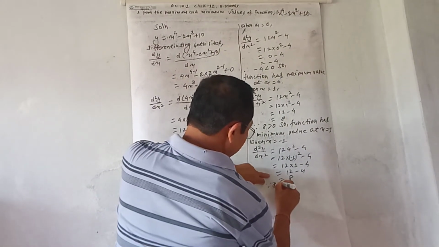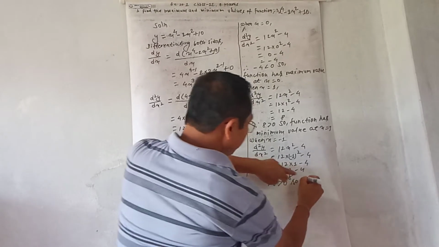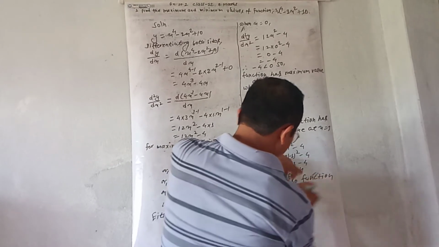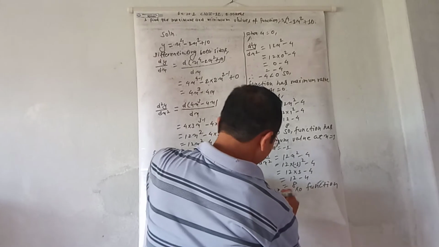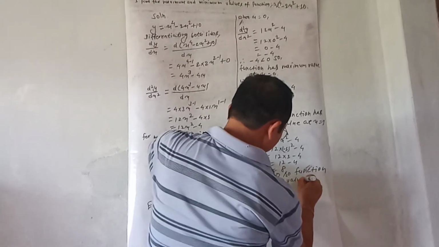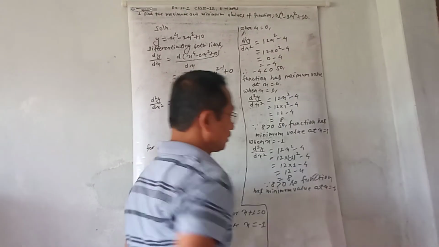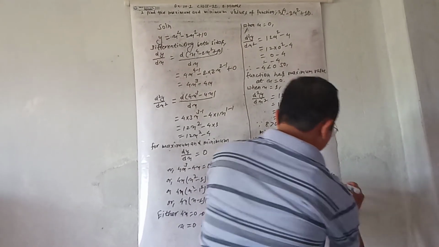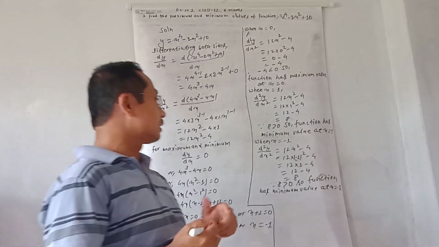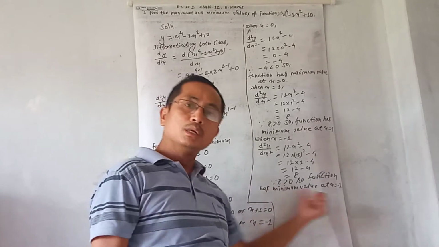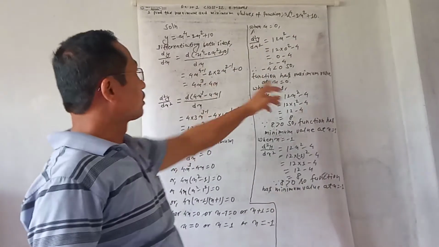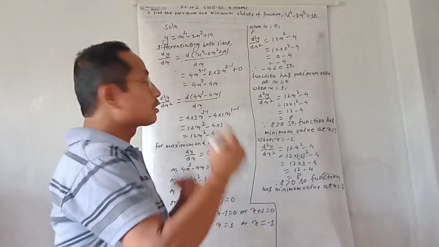Since here 8 is also greater than 0, the function has a minimum value at x equal to -1. I mean, when x is equal to -1, the function has a minimum value, because the second derivative is greater than 0. That's why it has the minimum value. So it means when x is equal to 0, the function has a maximum value. So y max means the maximum value of the given function.